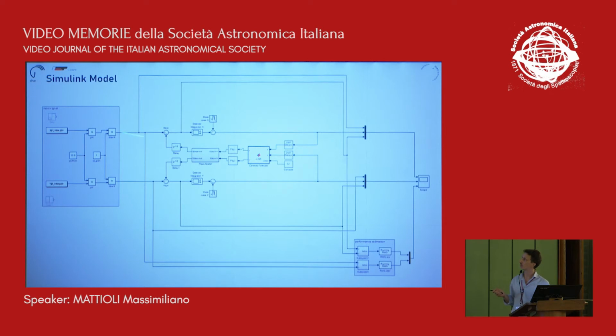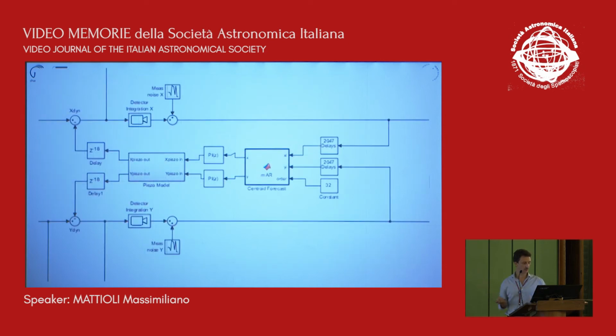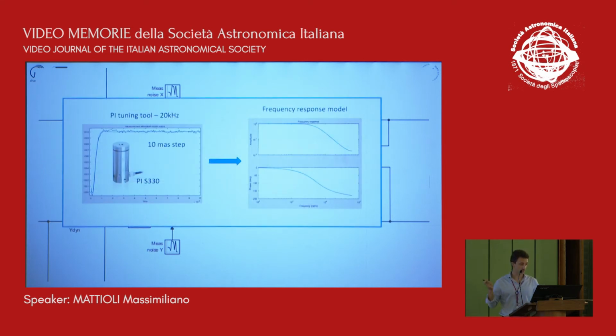Then we chose a model. We implemented it inside Simulink with MATLAB, in which we have the core of the model. In the core of the model, we can find the centroid forecast, which is the multivariate autoregressive model, and the piezo model, the piezo description of the model. We retrieve the description of the model from the physics instrument tuning tool.